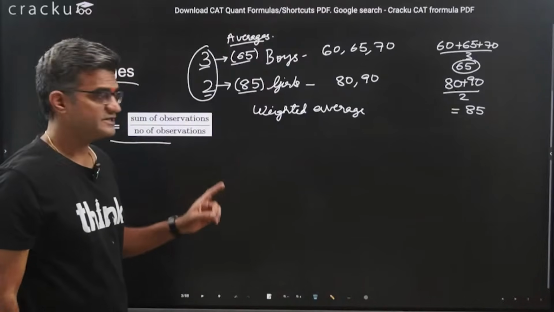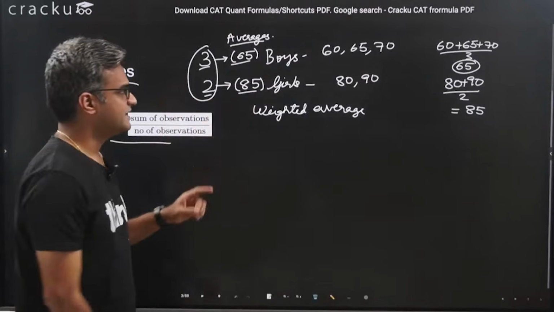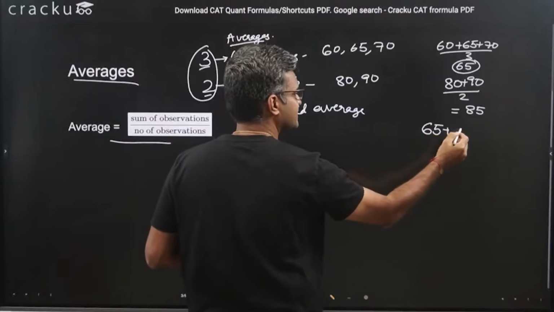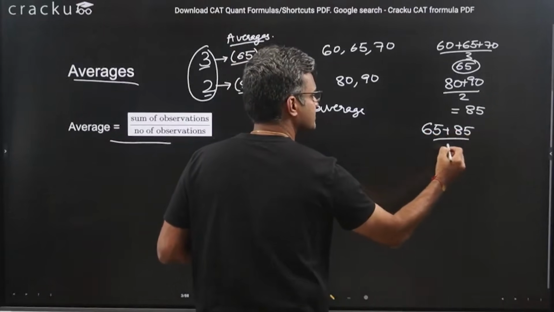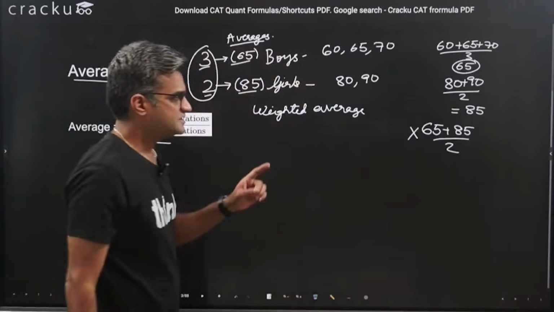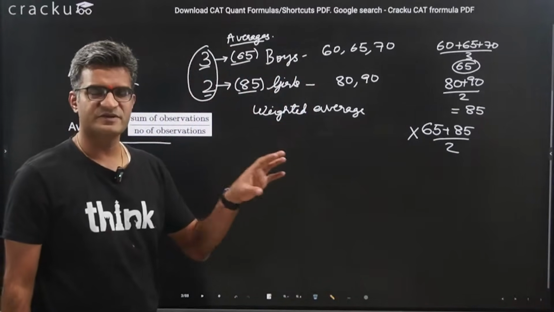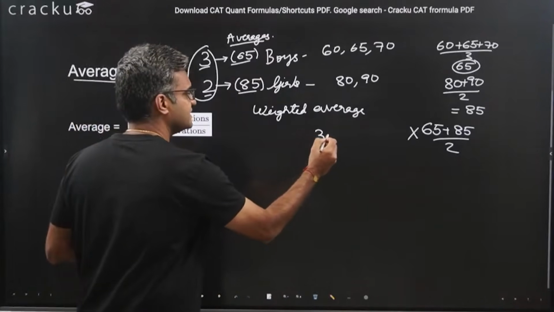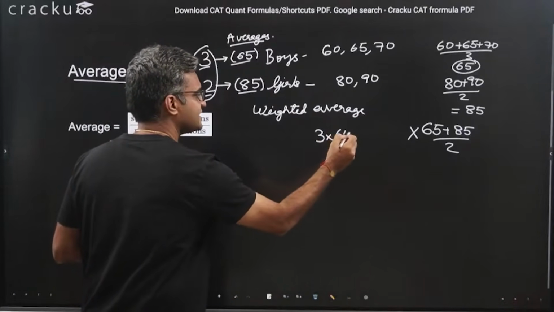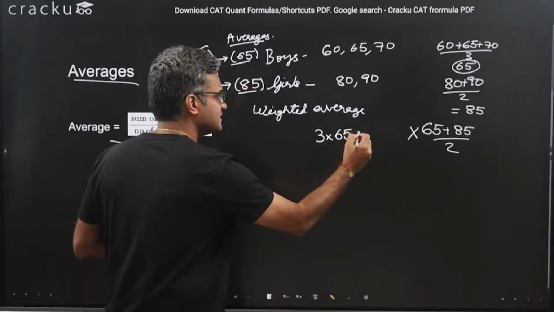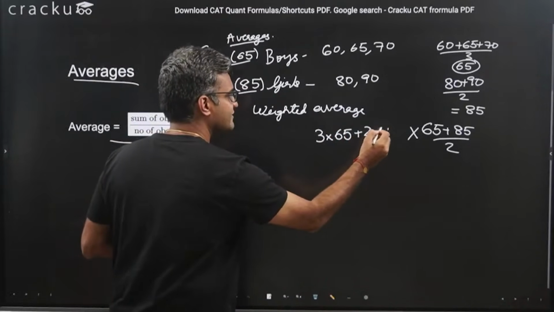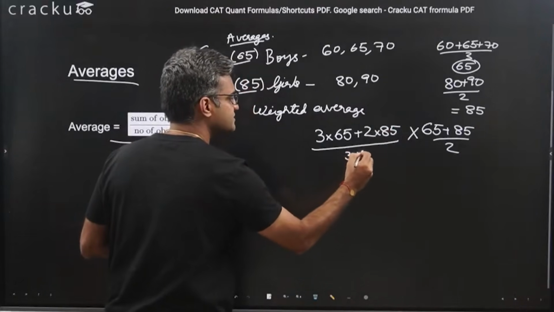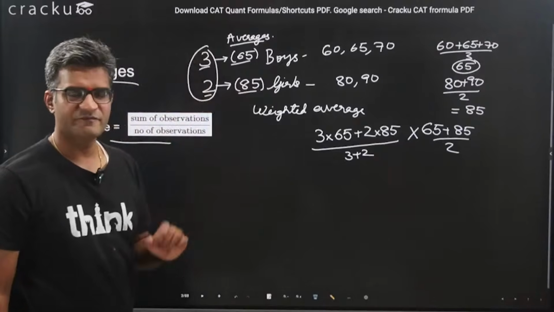The average of the class is not equal to the average height of the boys plus the average height of the girls divided by 2. This won't be the average because the number of boys is different from the number of girls. So the average height will be the number of boys, which is 3, into the average height of the boys, plus the number of girls into the average height of the girls, divided by the total number of boys plus girls. This is basically what weighted average means.